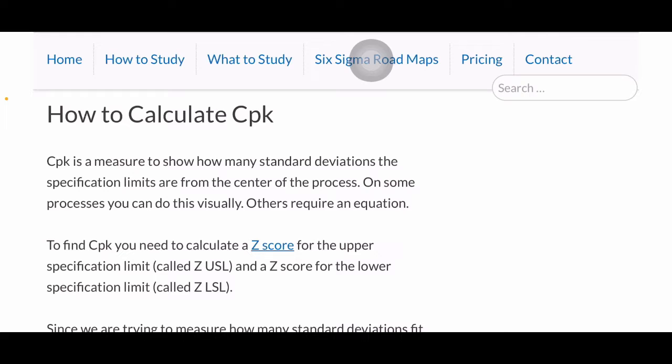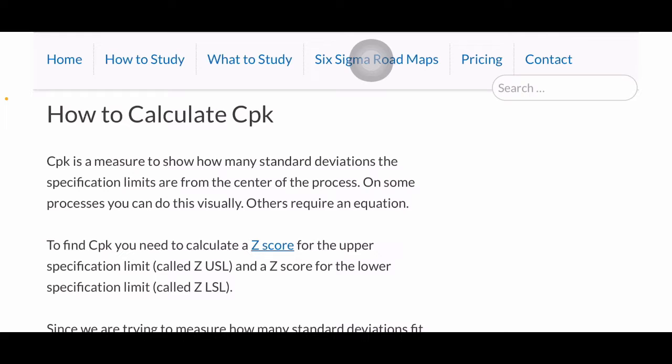CpK is a measure to show how many standard deviations the specification limits are from the center of the process. So I suppose in my world, with jars and caps, the center would be the nominal dimensions. Say we're looking for a diameter of 2.5 inches. That would be my center. Versus this example they provided with the garage, it would be like parking the car in the dead center of the garage. On some processes, you can do this visually. Others require an equation. I've never done it visually. It's always been with an equation.